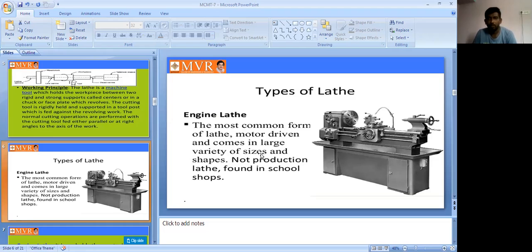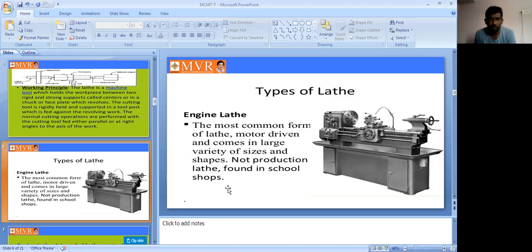The most common form of lathe is motor driven and comes in a large variety of sizes and shapes. It is not a production lathe found in school shops. We mostly see this in high production rates. We cannot find this kind of lathe machine in general shops or on the roadsides. Mostly we can see it in mass production.